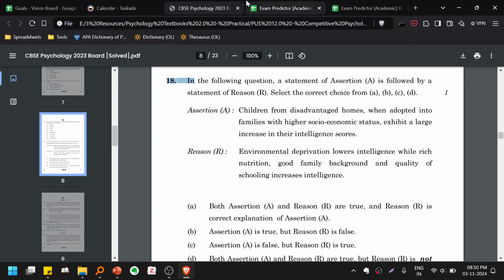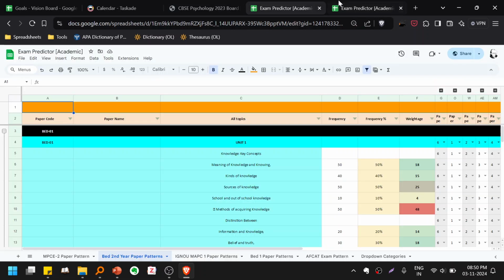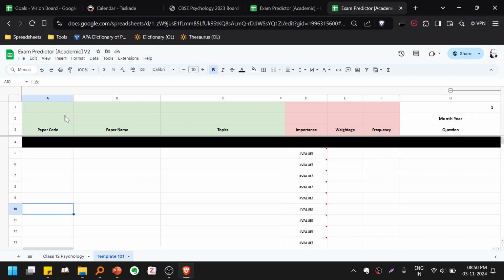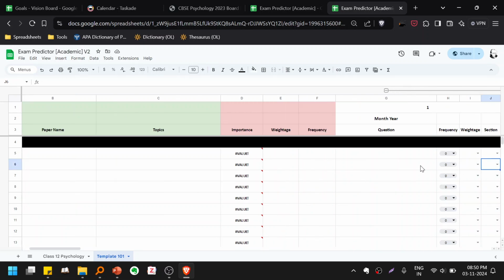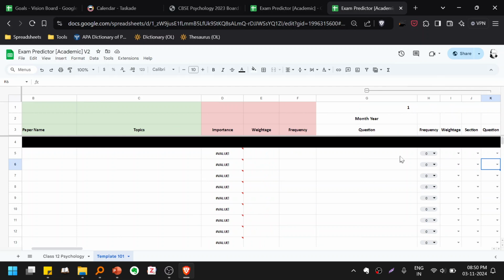Question 18 belongs to the topic of intelligence in psychology. So what I will do is write paper code, paper name, and topics in my spreadsheet. You can make it yourself, it's pretty easy. And then I will go to the year in which that question was asked and write its frequency. For example, if it's asked once in the question paper of this year, I will put 1. If intelligence is asked 2 times, then I will put 2. So that's how I get frequency.